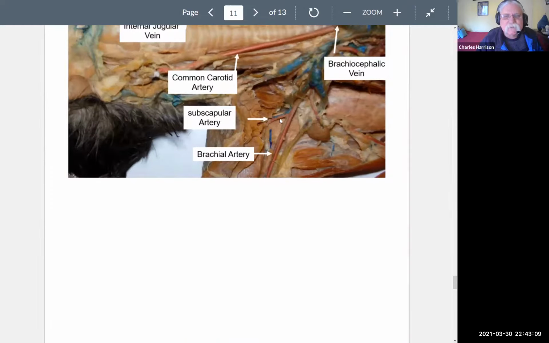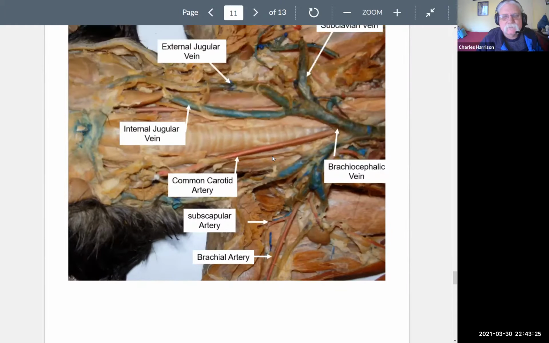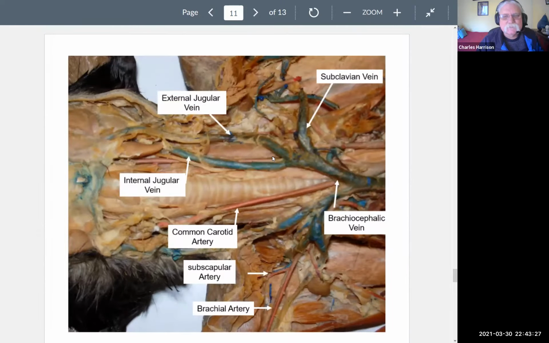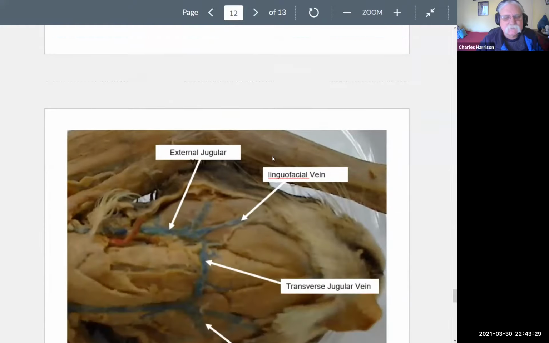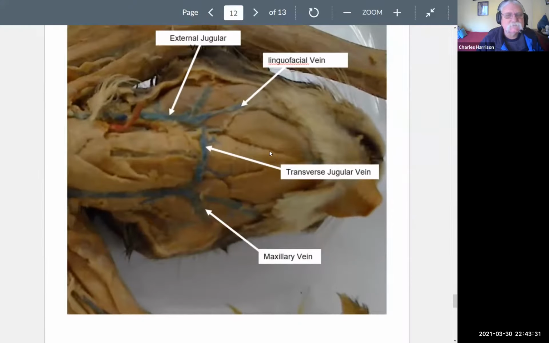Here's the subscapular artery and vein with it. And after that, we have the brachial artery. These are the same. There's nothing new here, and it's not as good a picture.